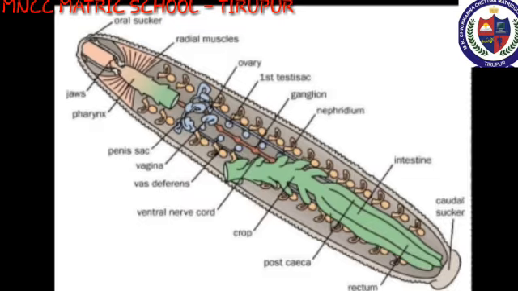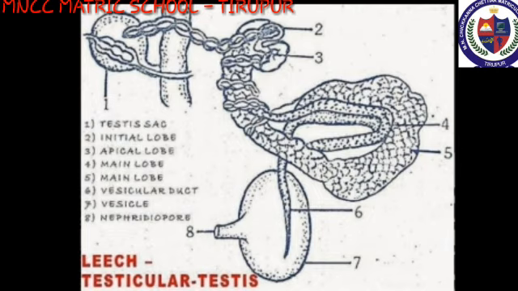From each testis arises a short duct called vas deferens, which join with the vas deferens. The vas deferens becomes convoluted to form the epididymis. The epididymis leads to a short duct called ejaculatory duct. The ejaculatory duct on both sides join to form the genital atrium. The atrium consists of two regions, the coiled prostate glands and the penis sac, that opens through the male genital pore.